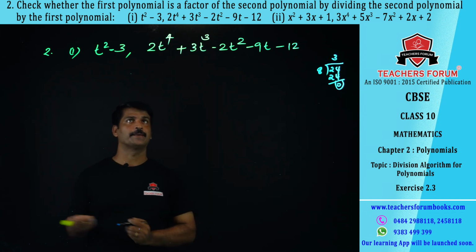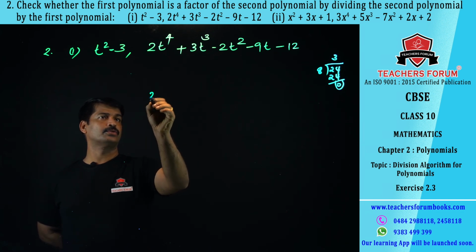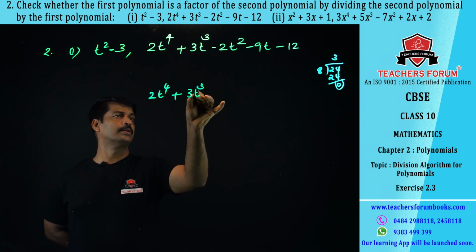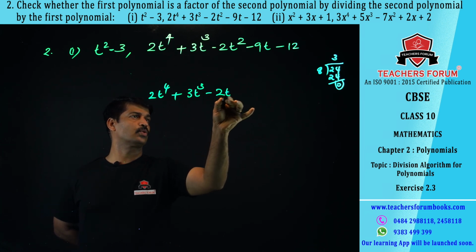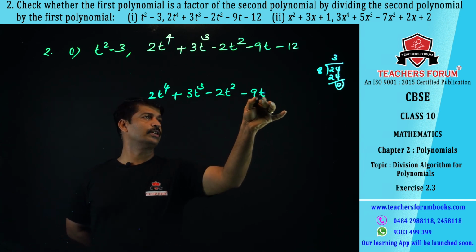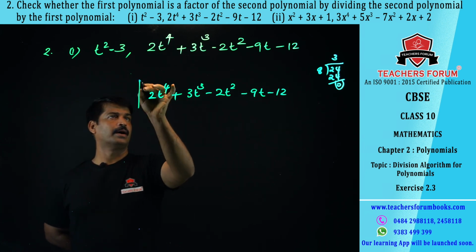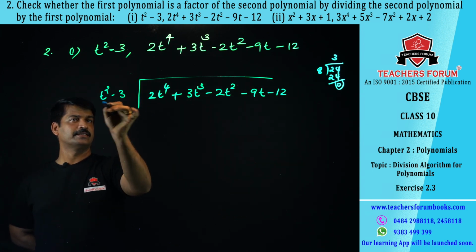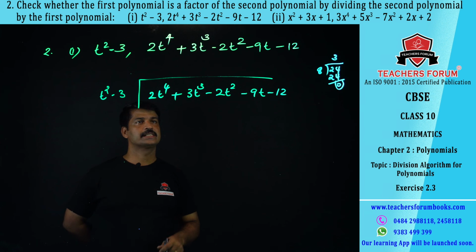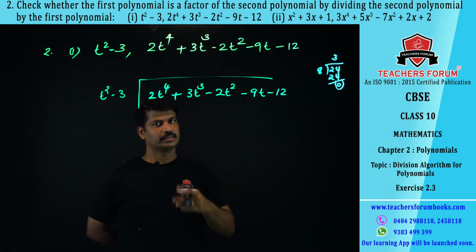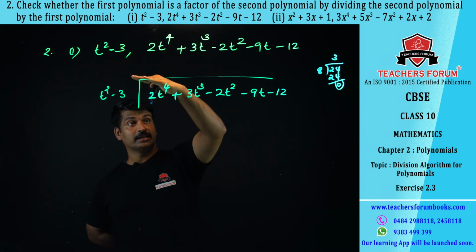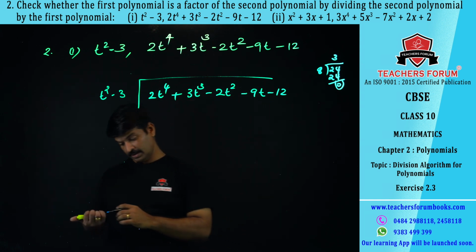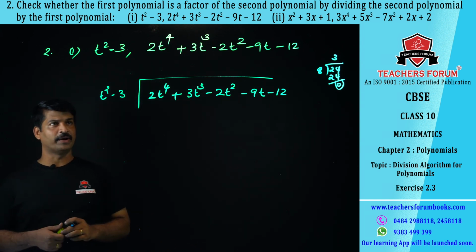Let us start dividing. Let us divide 2t raised to 4 plus 3t cube minus 2t square minus 9t minus 12 by t square minus 3. Is it in the standard form? Yes, it is in the standard form and in decreasing order of the degree: 4, 3, 2, 1, 0. Now, let us start dividing.